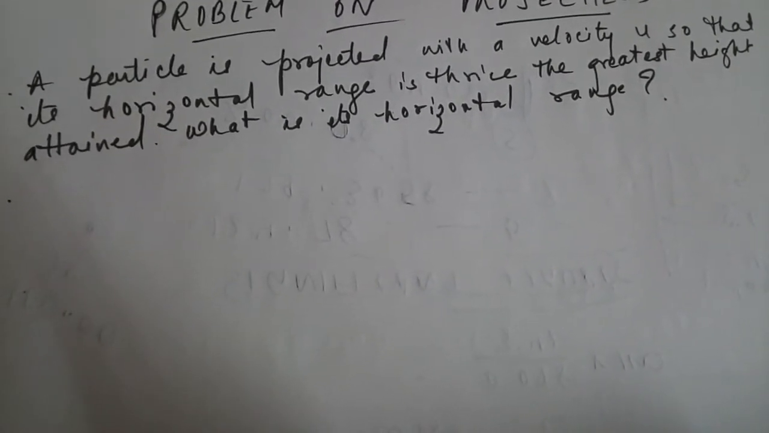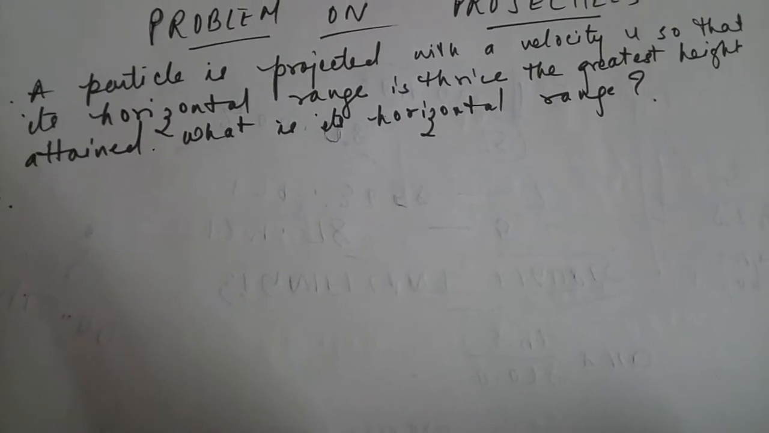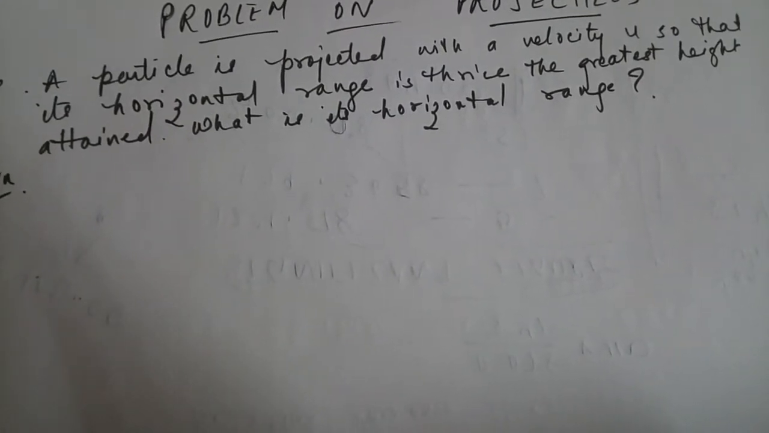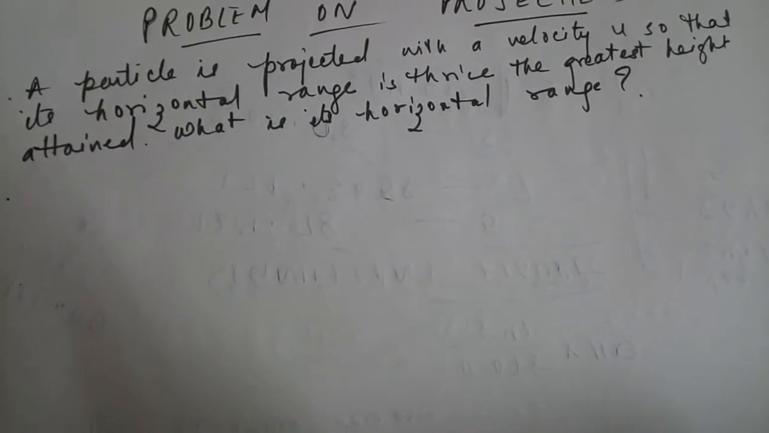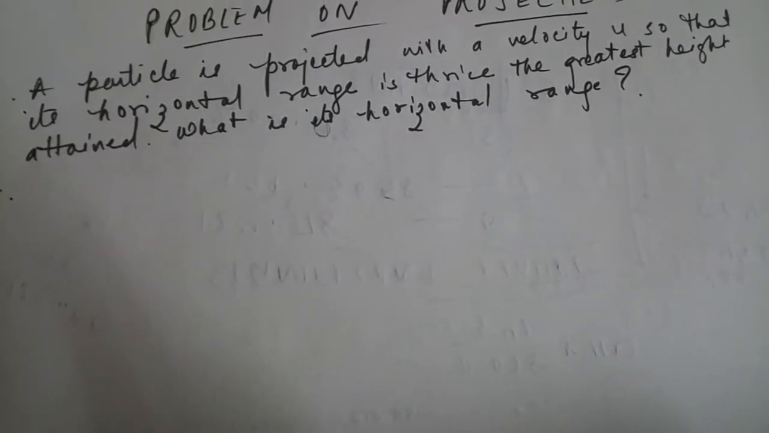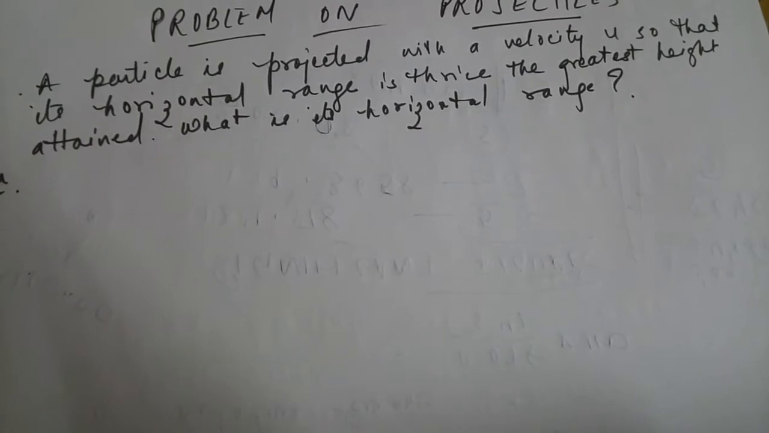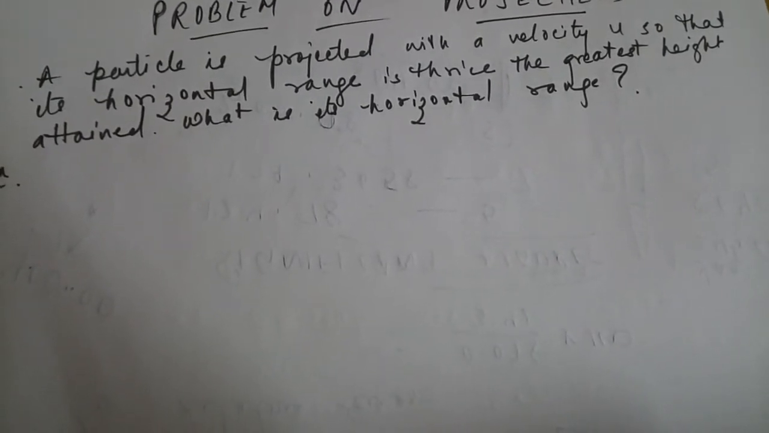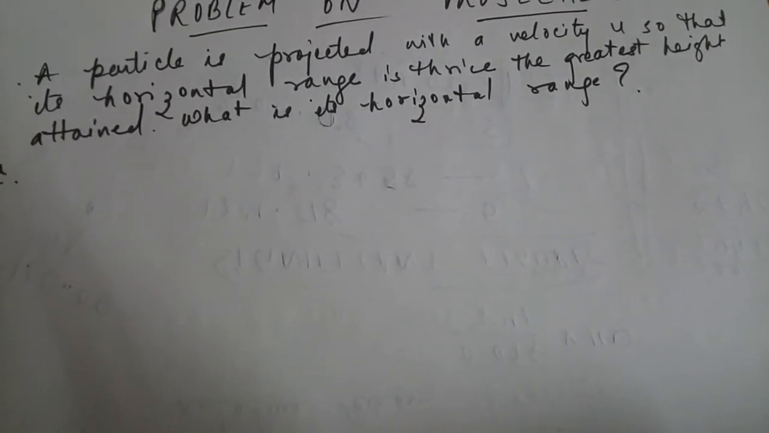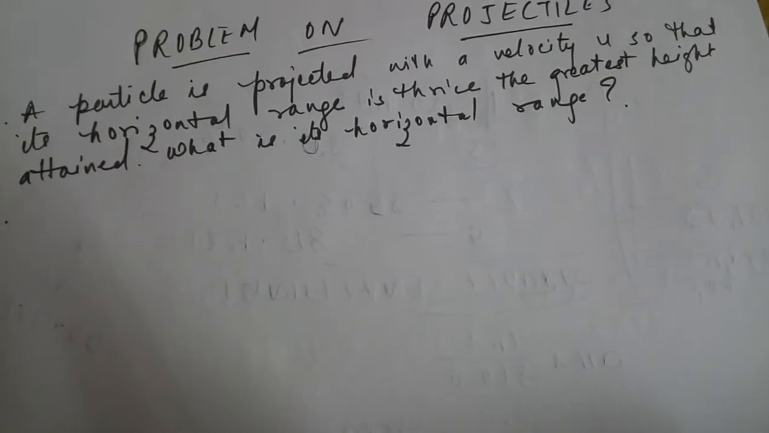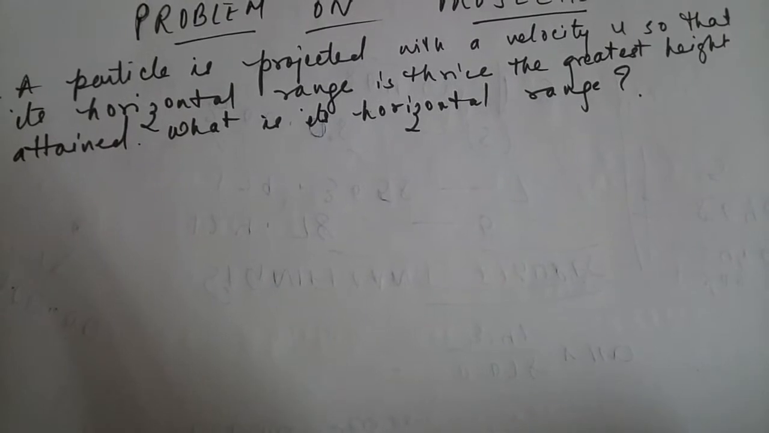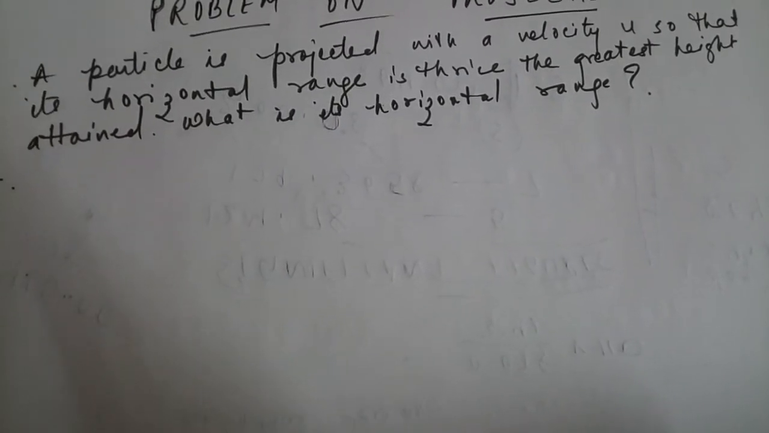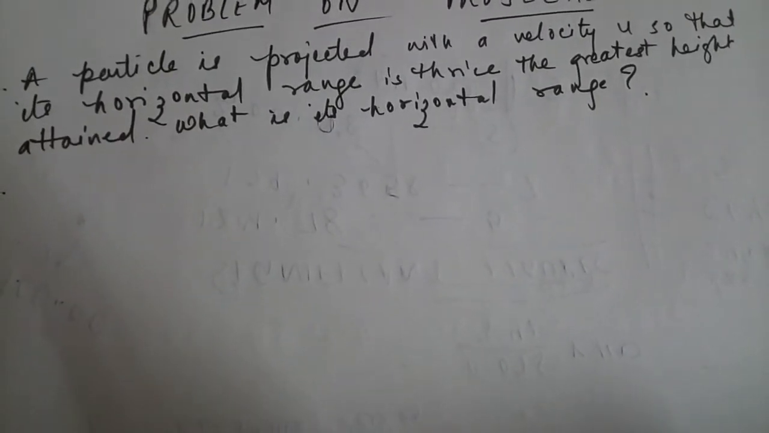A particle is projected with a velocity u so that its horizontal range is thrice the greatest height attained. What is the horizontal range? So here we have a projectile, and its initial velocity with which it has been projected is u, and the condition given is that the horizontal range is equal to thrice the greatest height, and we need to find out the horizontal range.